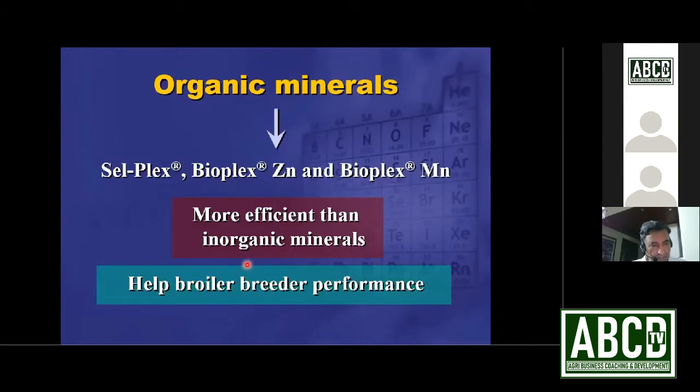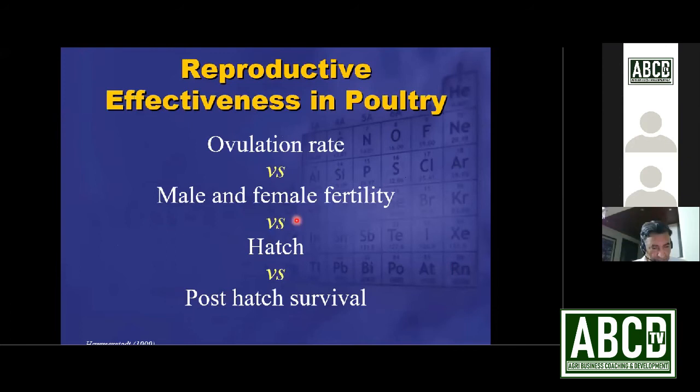About the organic minerals, let's talk a little bit about Cellplex, Bioplex Zinc, and Bioplex Manganese, and why they are more efficient than the inorganic minerals and why they help the performance of the breeder. When we talk about reproduction and reproductive effectiveness, we have to talk about four steps: the ovulation rate, the male and female fertility, hatch, and post hatch.